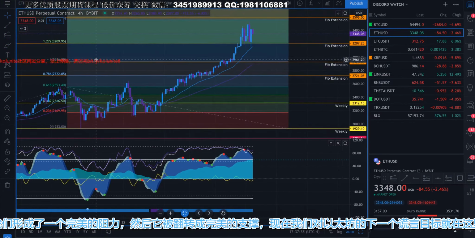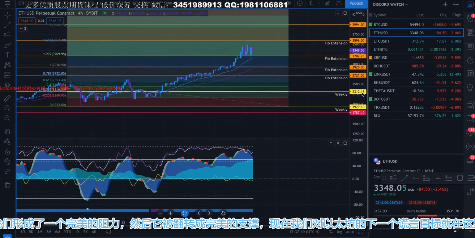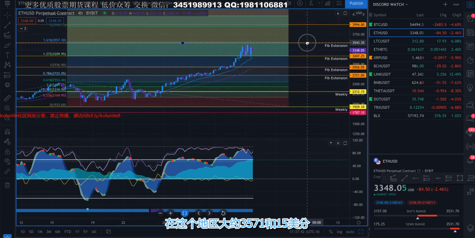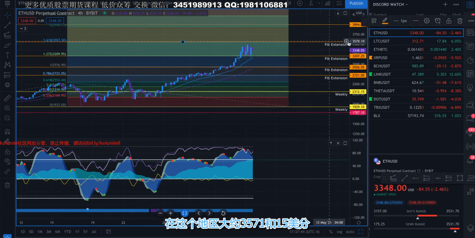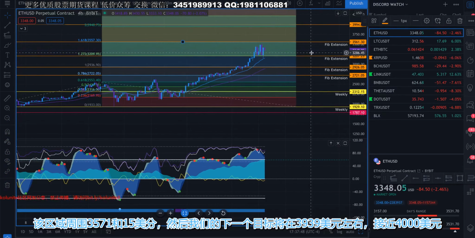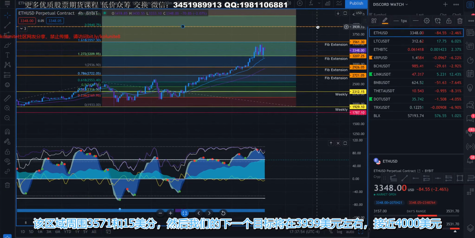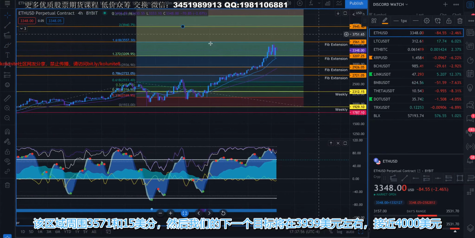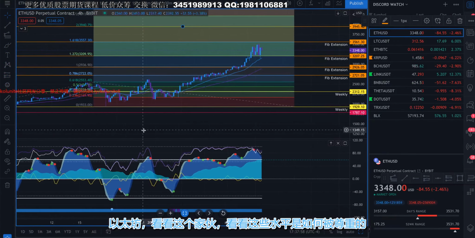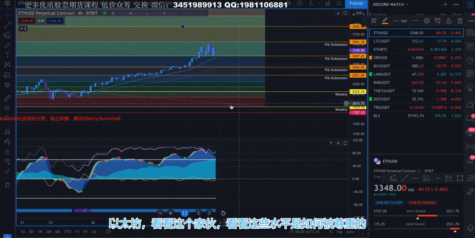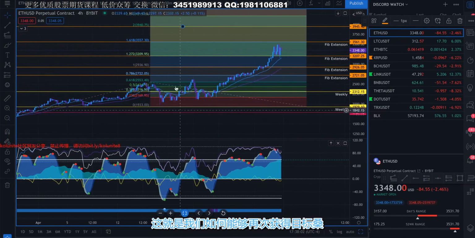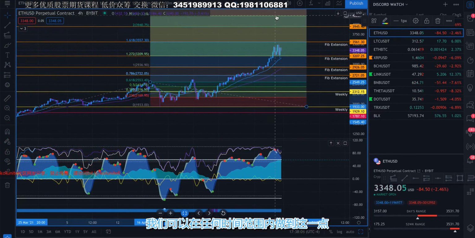Right now, our next fib target for Ethereum is right up here around this area at about 35.71 and 15 cents. And then our next fib target would be up here at about $3,939, close to a $4,000 Ethereum. And look at this, guys. Look at how these levels are respected. This is how we are able to obtain targets. And again, we can do this on any time frame.